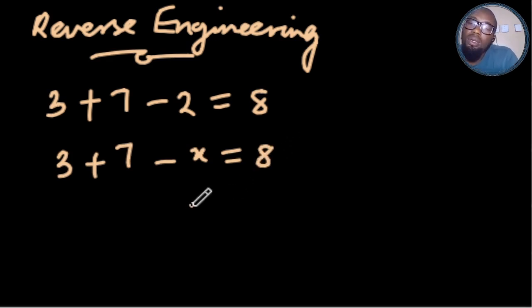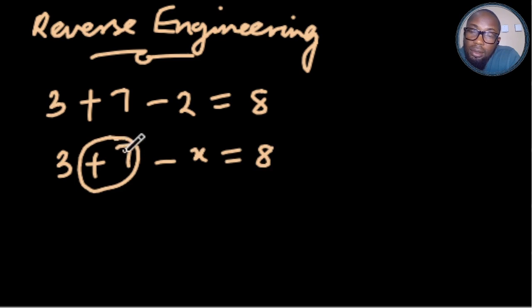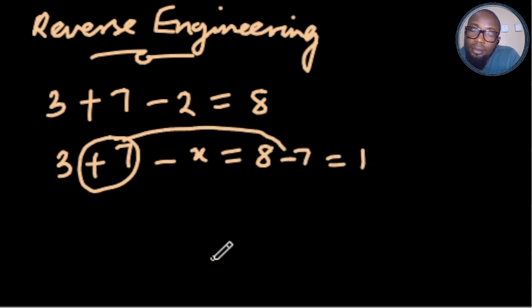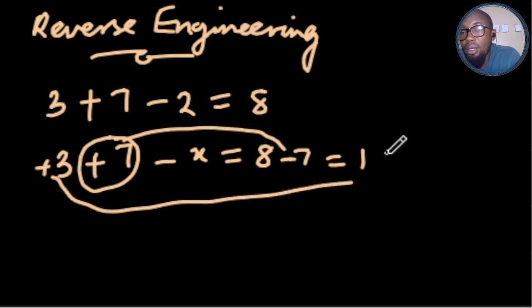You don't need to go into long algebraic expressions and algebraic equation solutions. We could use reverse engineering and say, okay, you know what? We are reversing from 8. Instead of adding 7, we subtract 7. 8 minus 7 gives us what? 1. Now, instead of adding 3, we subtract 3. We subtract 3, 1 minus 3.